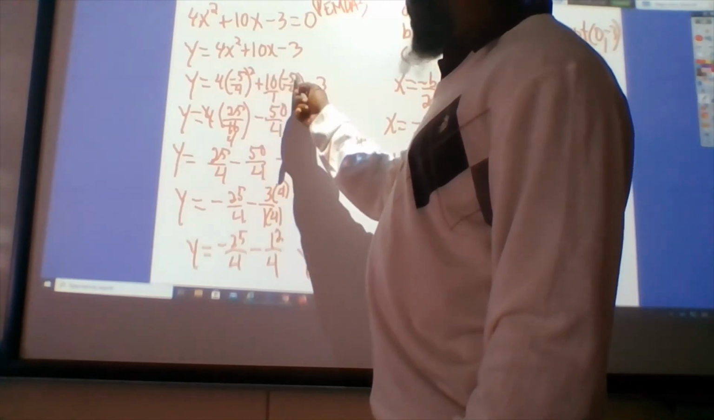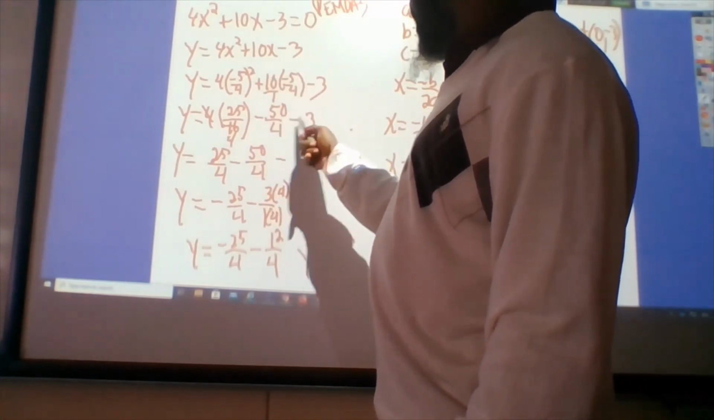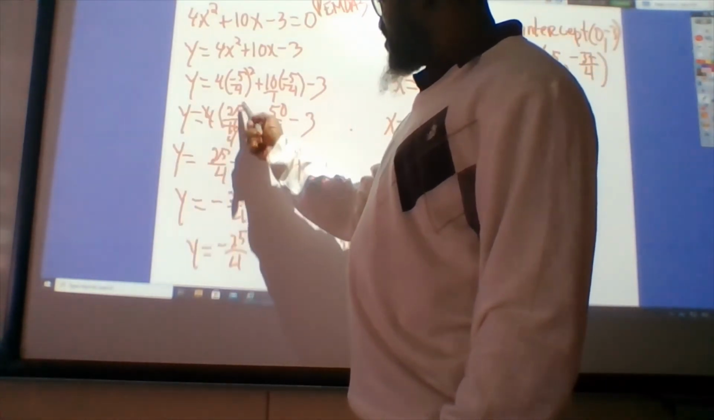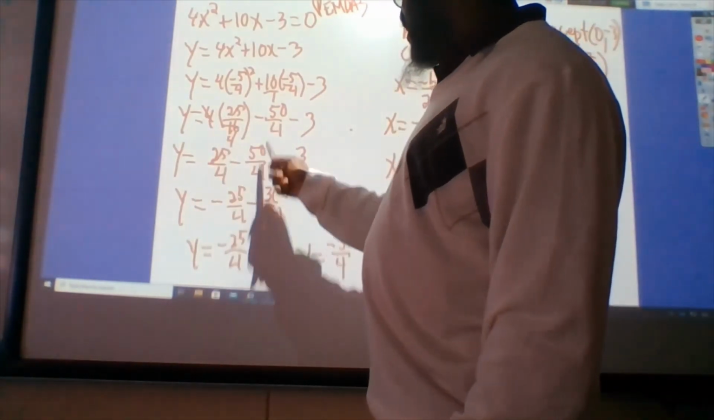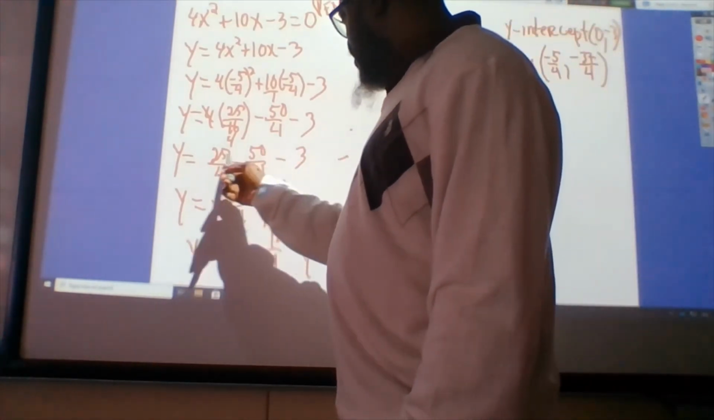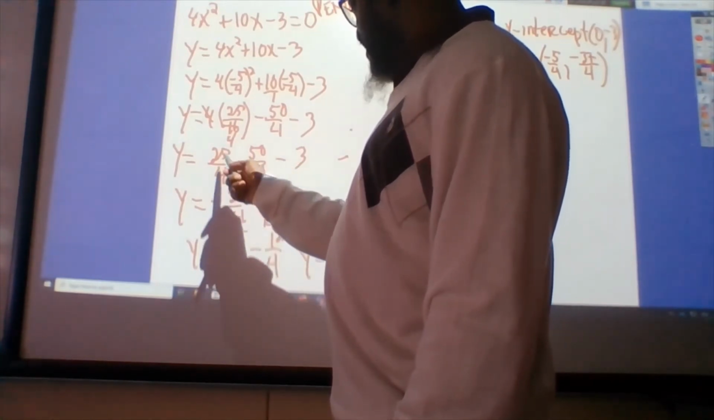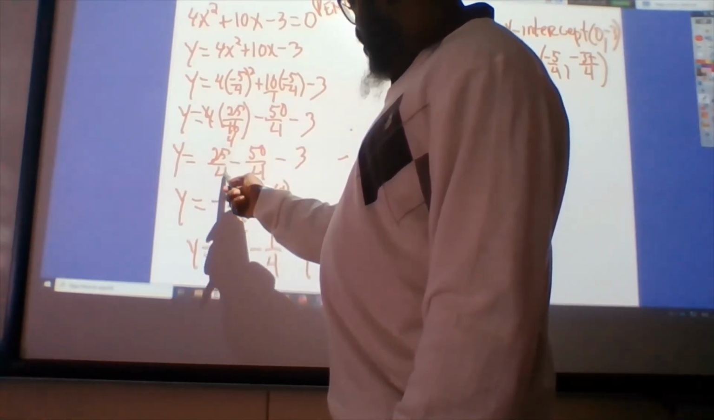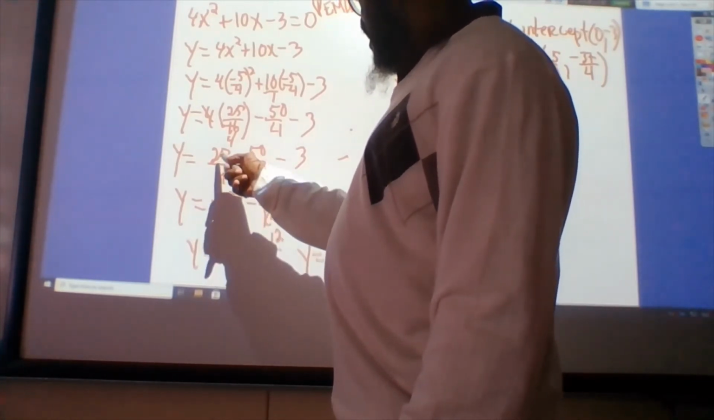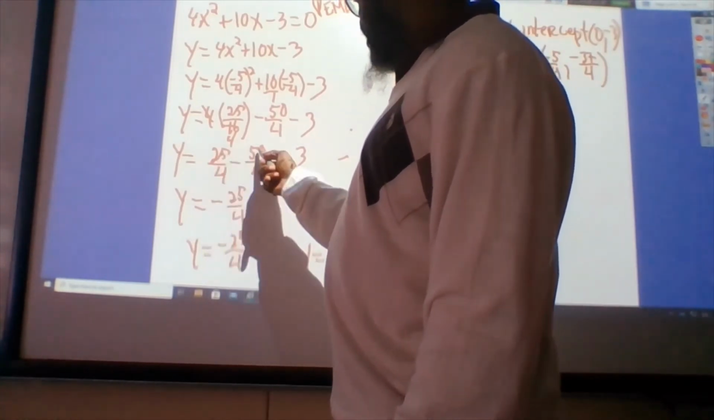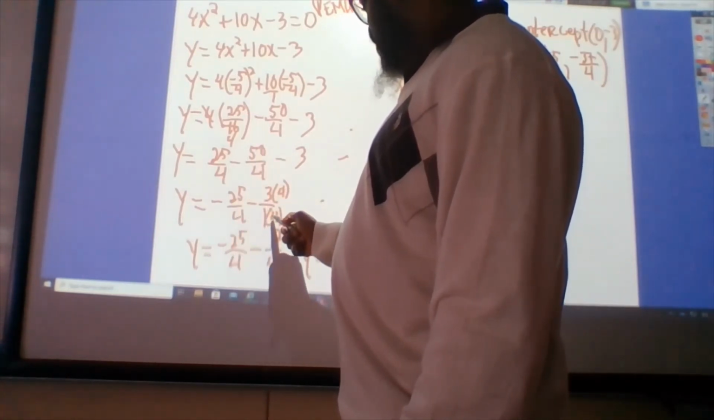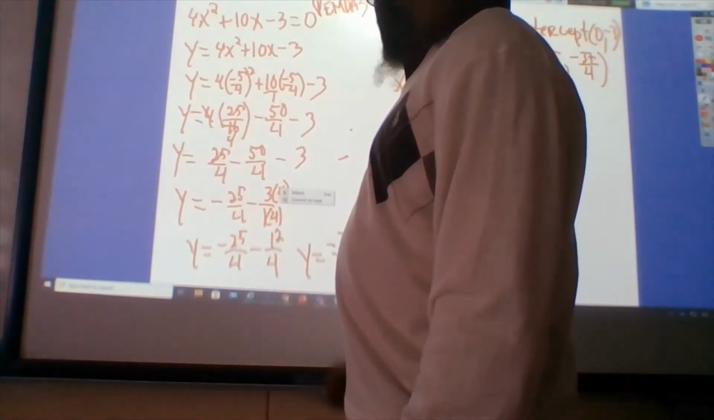Now they have the same denominator, you can combine that. You have 25 over 4, this is positive, and minus 50 over 4 is negative 25 over 4. The 3, you put it over 1, multiplied by 4, multiplied by 4, so you can have a common denominator. So you'll have negative 25 over 4 minus 12 over 4. This side and this side, you keep your denominator. Negative 25 minus 12 is negative 37 over 4. That's how you find your y coordinate.